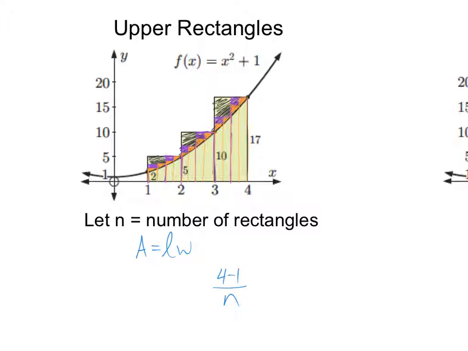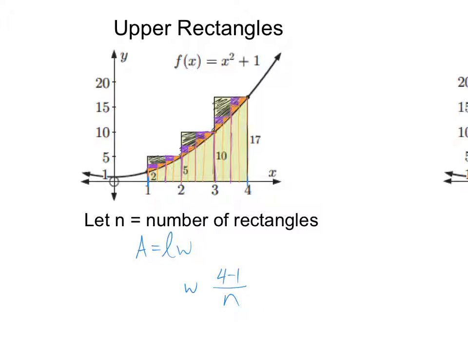I'm just thinking through here because I want to go from the area from 1 all the way to 4. So to find that distance, I'd subtract 4 minus 1, and divide by the number of rectangles to figure out how wide each one would be. Okay? So that's my width.